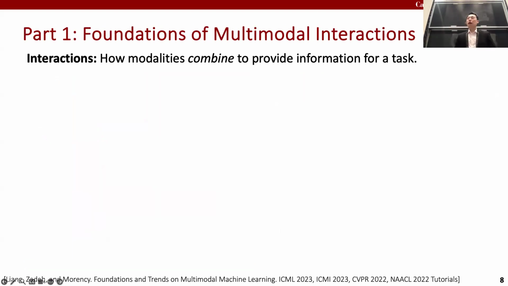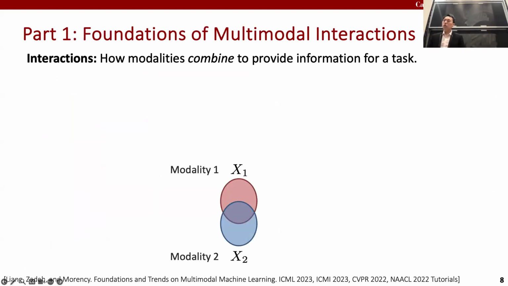So in the first part, we're going to dive deep into the foundations of multimodal interactions. At a very intuitive level, multimodal interactions describe how modalities combine to form information relevant for some task. And I'm going to use these Venn diagrams to show these modalities. Modality 1, X1 in red, and modality 2, X2 in blue. And in the most general case, these Venn diagrams contain some overlapping information, because sometimes you have captions describing parts of the image, but at the same time, these modalities can also have some unique information. Not everything in the image is going to be described within the caption.